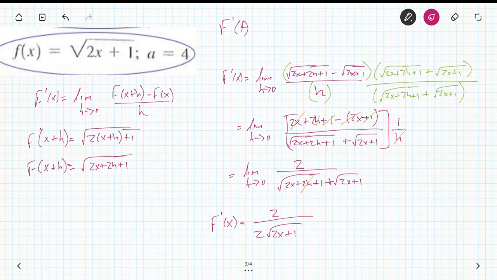So that wasn't so bad. Now we forgot to evaluate the f prime at 4, and we're going to get 1 over the square root of 5. Simply substitute the value of 4 into x.